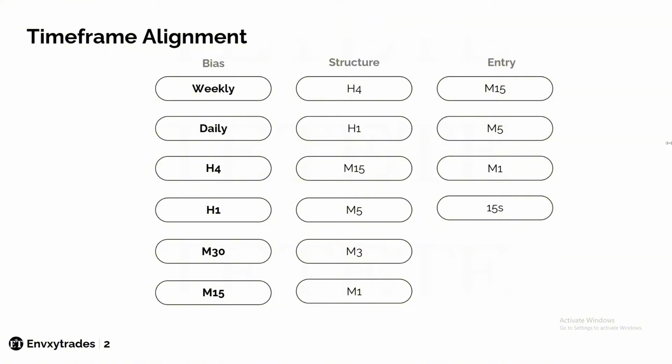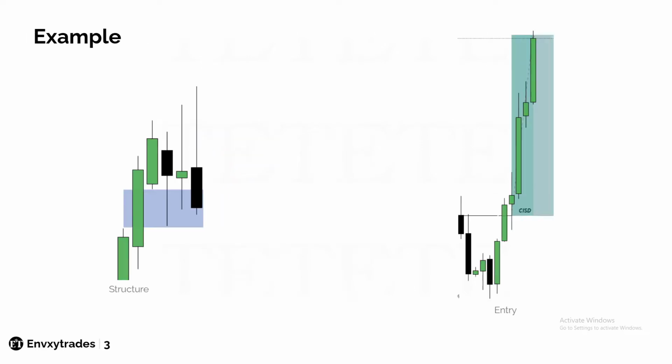Let's say I want to take an entry on the 5-minute. This aligns with the 1-hour structure, and this aligns with the daily bias. And let's say I want to take an entry on the 1-minute. I look to the left and look for the structure, which is the 15-minute. And now I look more to the left for our bias, and this would be the 4-hour.